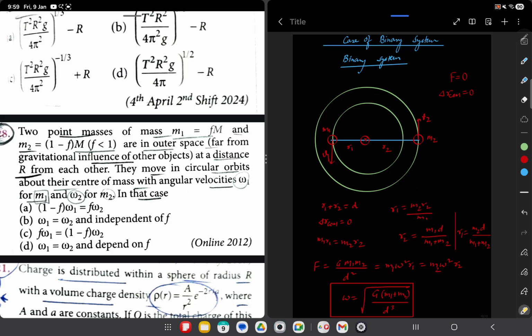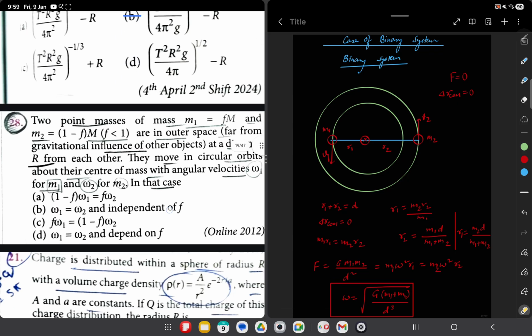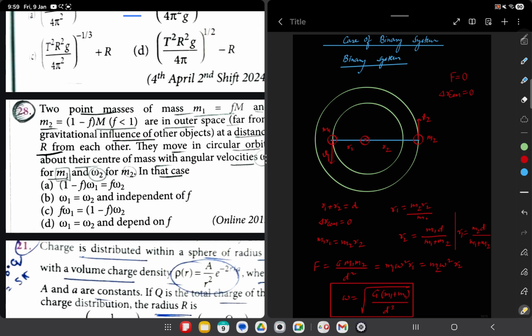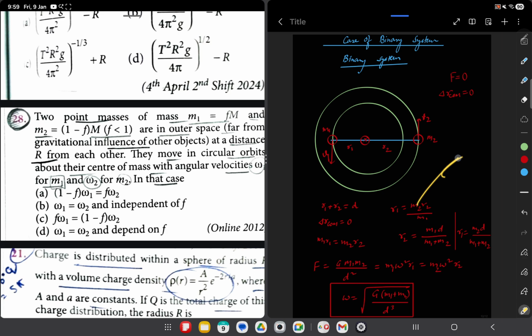So if you equate gravitational force with centrifugal force, G m1 m2 by d square, because this one will apply force on this, along this one, and as this is moving with velocity v1, m v square by r will be along this one. So v is omega r, m omega square r is this one. So omega will be root over G (m1 plus m2) by d cube. So omega is constant irrespective of the masses, because for this mass also omega is root over G (m1 plus m2) by d cube, and for this mass also. So omega 1 equal to omega 2, independent of the mass. This will be your correct answer. Just read the question once. This is your solution.